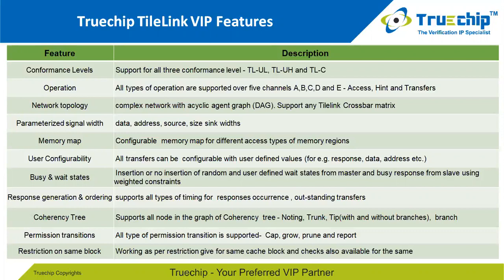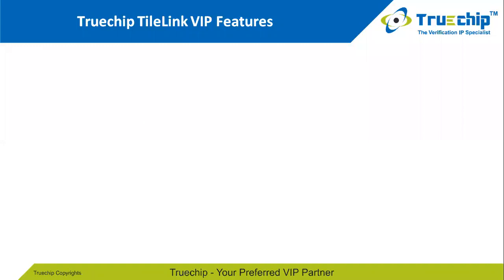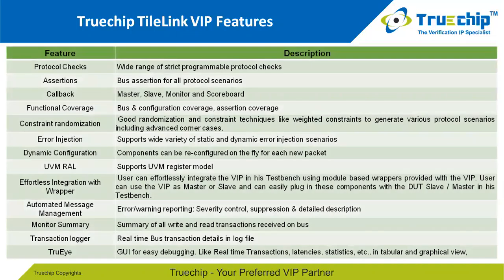The VIP supports outstanding transfers and also supports all nodes in a coherency tree. All types of permission transitions are also supported. It supports different restrictions along with their checks in the VIP. The TrueChip VIP also provides a wide range of programmable protocol checks along with the bus assertions for all the protocol scenarios.